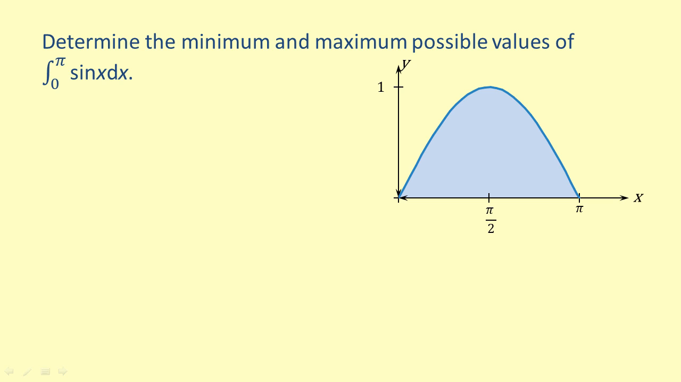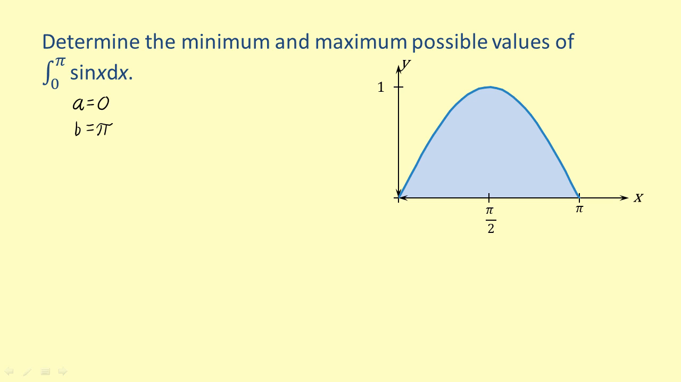Let's determine the values of a and b. Recall that a is the lower limit in the integral and b is the upper limit. Using the given information, we know that a equals 0 and b equals pi.